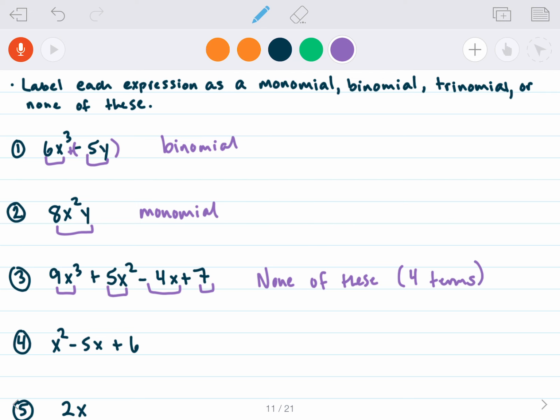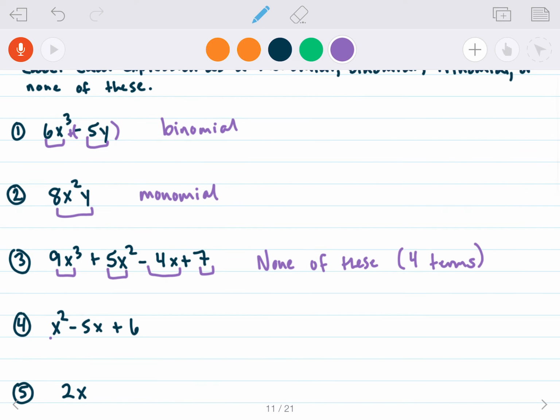Okay, next one, we have x squared. That's a term, plus a negative 5x, that's a term, plus a 6, that's a term. So 1, 2, 3 terms, this is a trinomial.